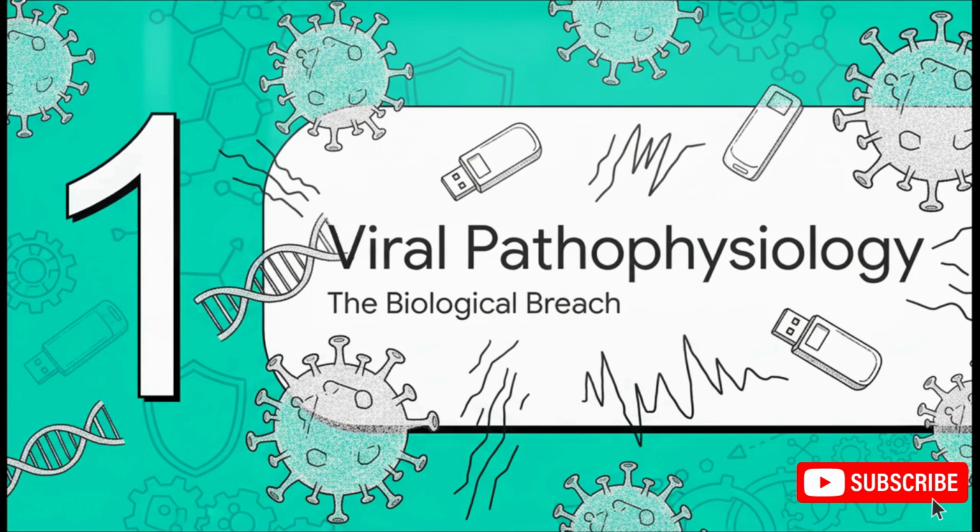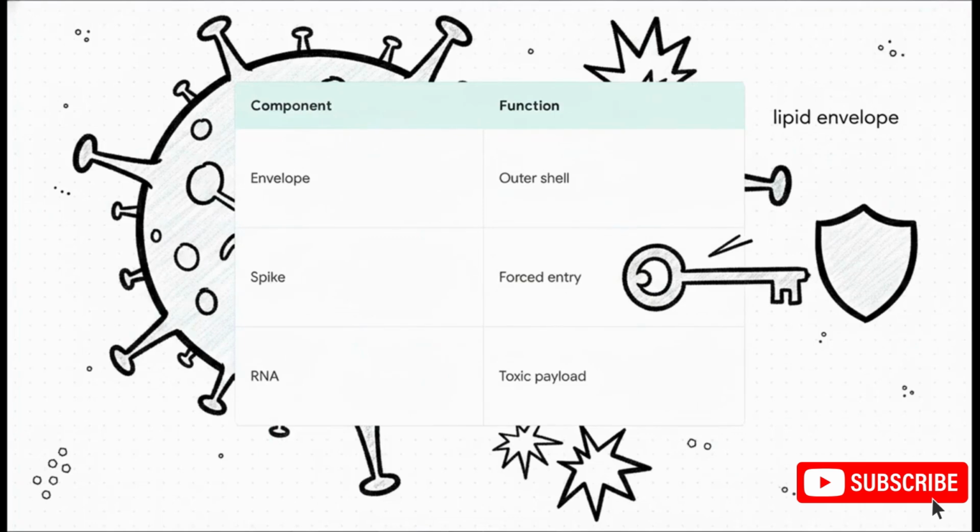All right, Section 1, Viral Pathophysiology, the biological breach. Now, to engineer a defense that actually works, we've got to precisely define the threat. And honestly, it helps to think of a virus not just as some alien invader, but essentially as a microscopic flash drive. It's loaded with malicious code, wrapped in a protective protein shell, and it relies completely on hijacking the host cell's transcription and translation machinery to run its payload.